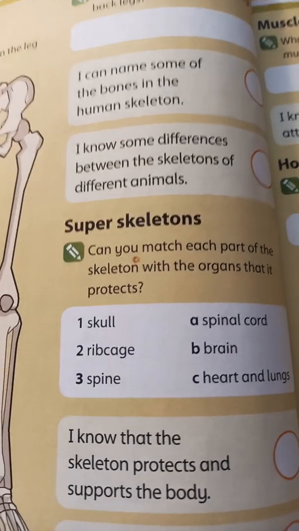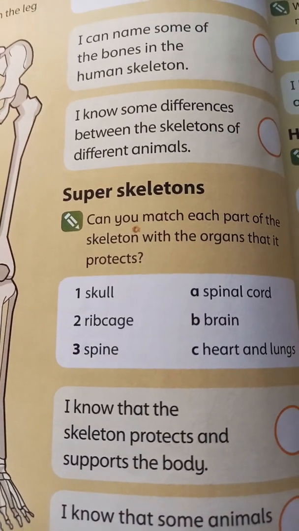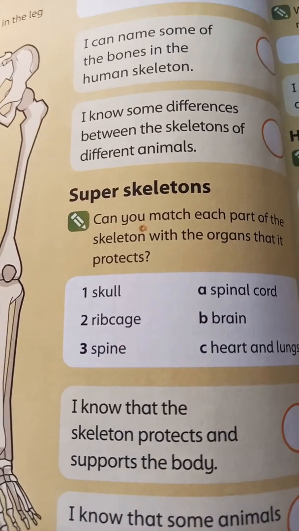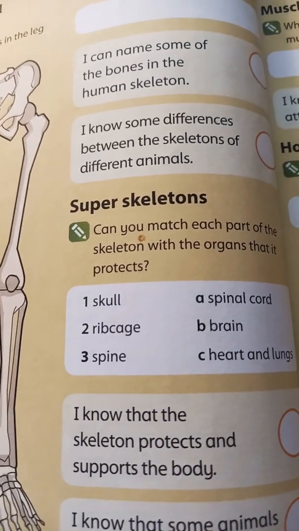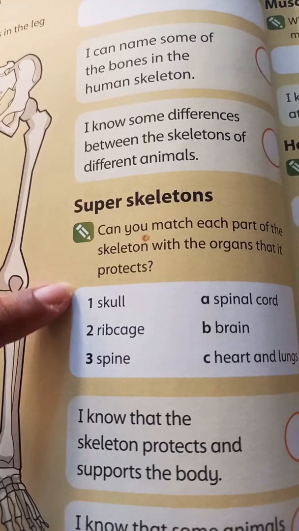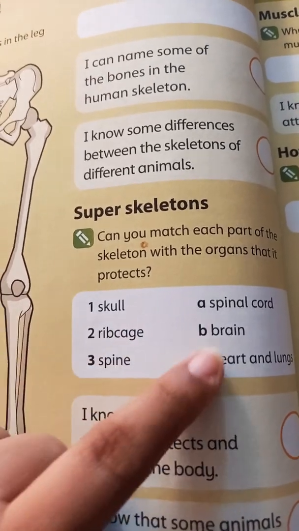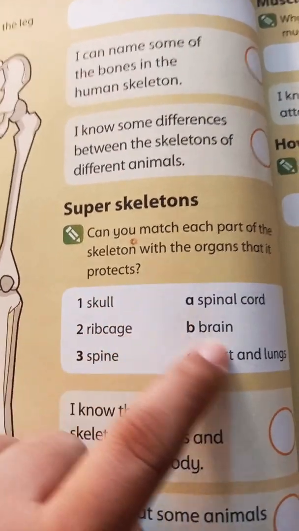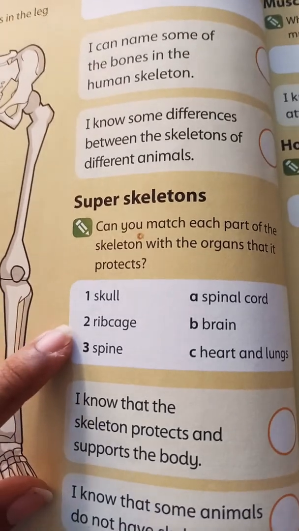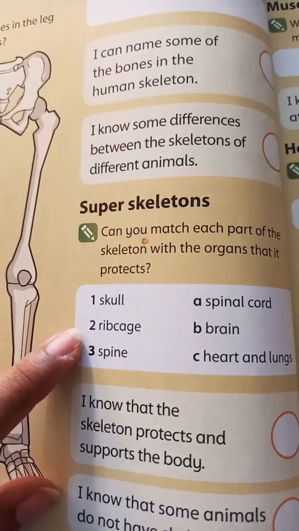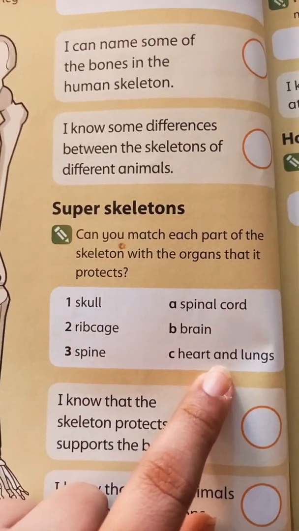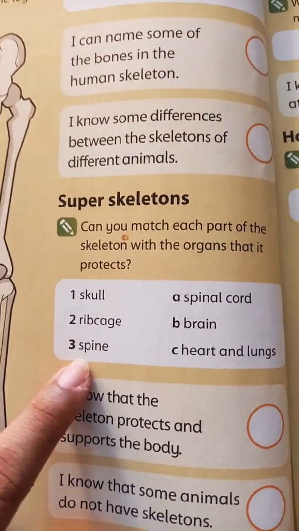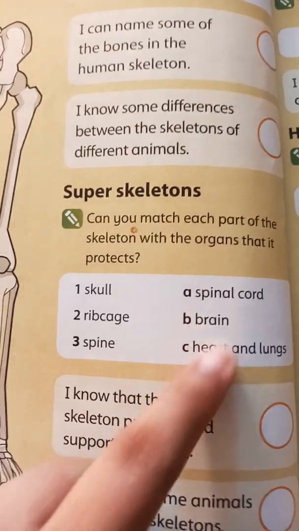Come down. Can you match each part of the skeleton with the organ that it protects? I'm very sure, we have done it many times. It's like a repetition. Number one, skull. What can the skull do? It can protect the brain. So match a line here. What can the second do? Rib cage. The rib cage is present in the chest cavity and it protects two delicate organs, the heart and lungs. And the third one is the spine, and the spine protects the spinal cord.